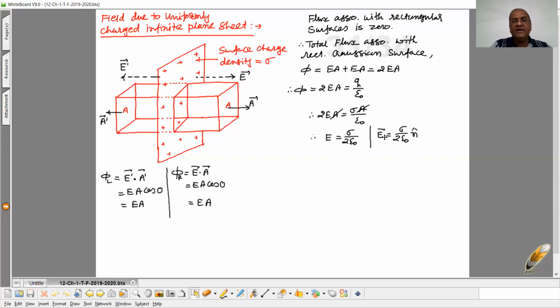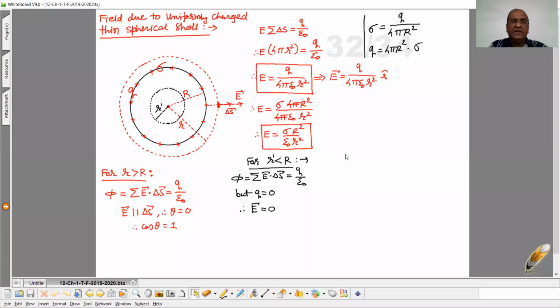In vector form we can write the electric field as sigma upon 2 epsilon 0 n caret, where n caret is the unit vector in the direction of the electric field. Clear to all of you? Now, field due to a uniformly charged thin spherical cell.